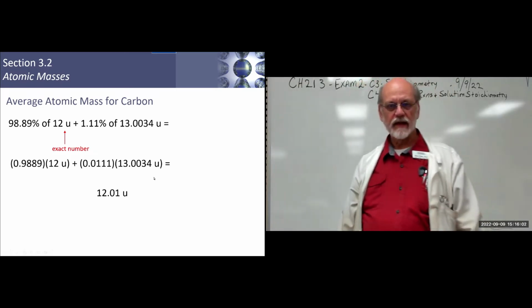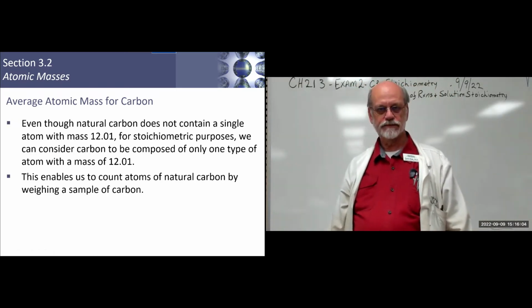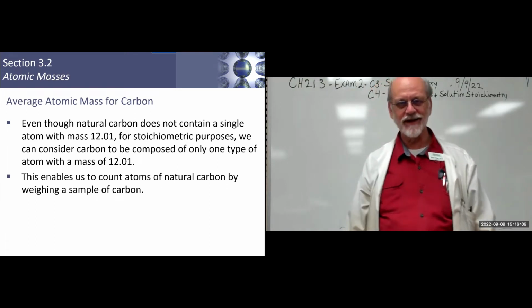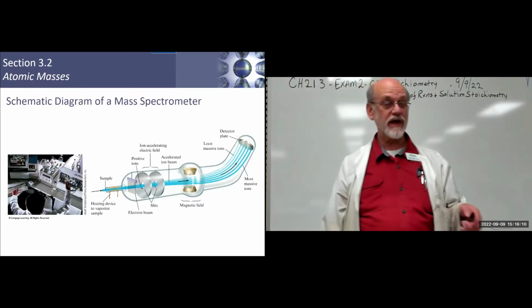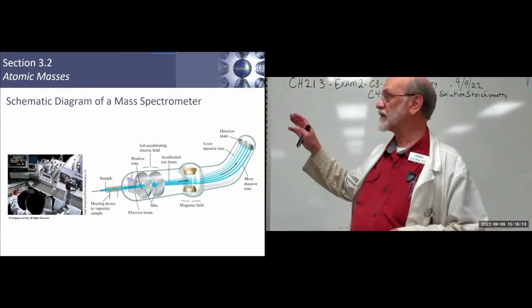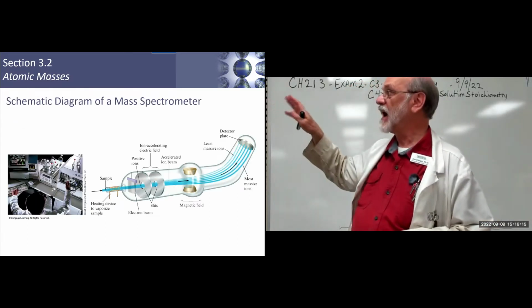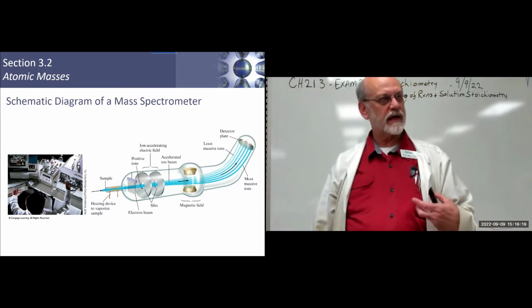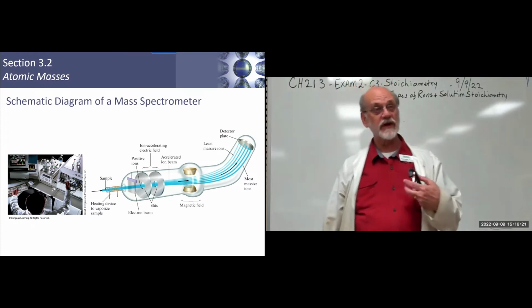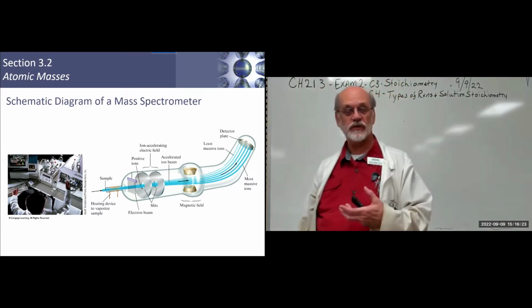Okay. I already said that. So I'm not going to spend a lot of time here because we don't have a lot of time. But this is a schematic of a mass spectrometer. It just shows you one way that people who do this for a living isolate the individual isotopes.